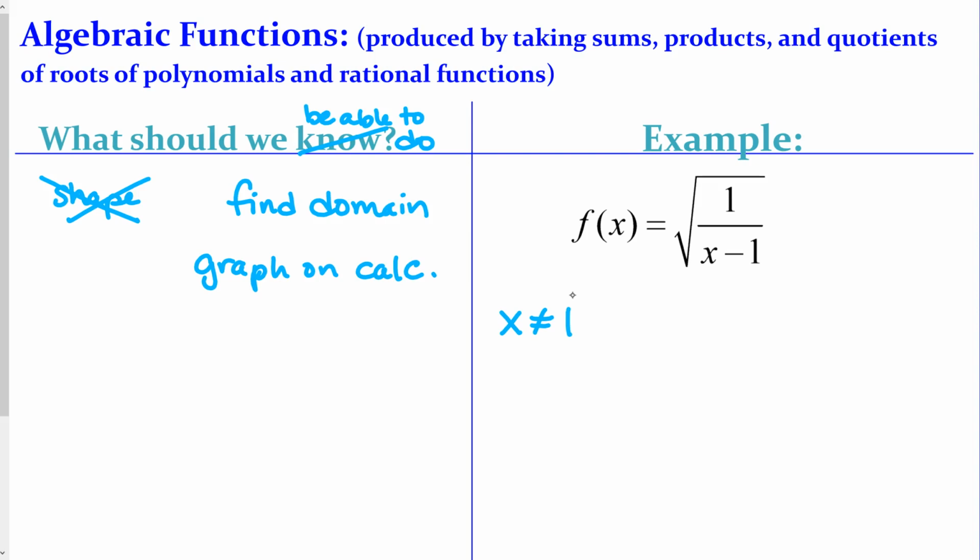But we also did a problem where we had a square root, and we said we couldn't have a negative inside the square root. So we have to have only values of x that will give us 0 or a positive inside the radical. There's no way to have 0 inside the radical because the numerator's not 0. So we're going to get a positive inside the radical if x is greater than 1. So that would be the domain.